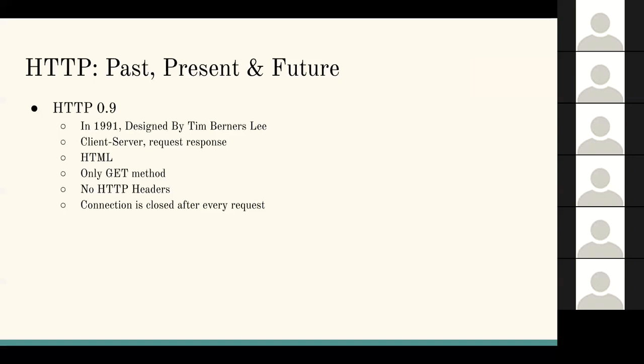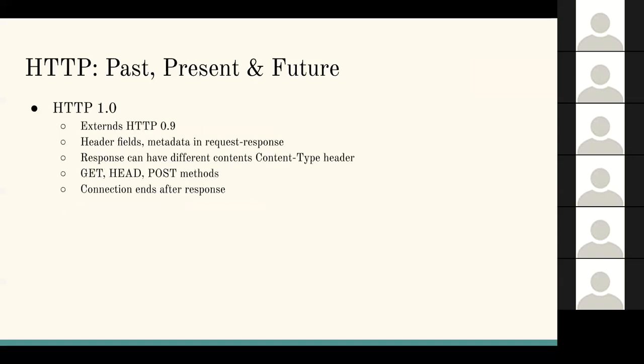Now after the success of 0.9, or seeing a lot of good use cases, there comes 1.0, which extends 0.9. That means more capabilities, starting with the idea of the header. Before that, there was no concept of a header in your HTTP protocol. They introduced the concept of header, request, response, and content type. Different methods were introduced: GET, HEAD, and POST. With these different methods, you can do different things. But again, the connection was still closed as soon as the request had been served.